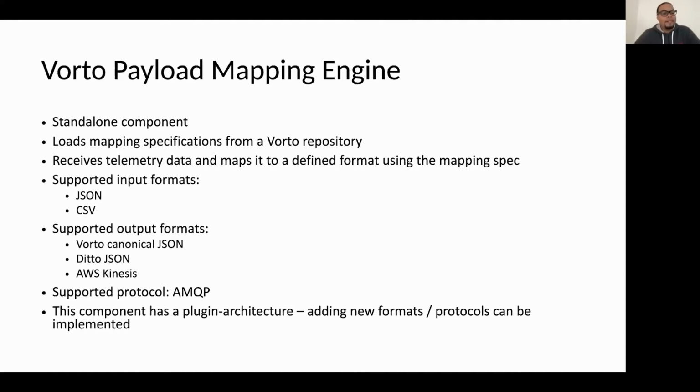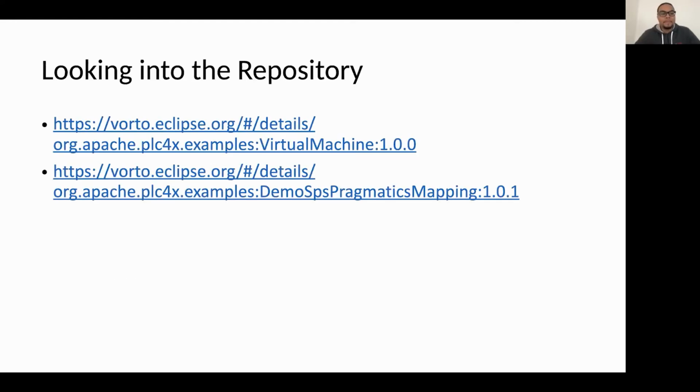Currently, we support JSON and CSV as input formats, and we have 3 supported output formats. This is a Vorto canonical JSON, a Ditto JSON, and an AWS Kinesis format. The protocol to interact with the payload mapping engine is AMQP at the moment. The entire component has a plugin architecture, so whenever there are new formats or new protocols needed, they can be implemented very easily.